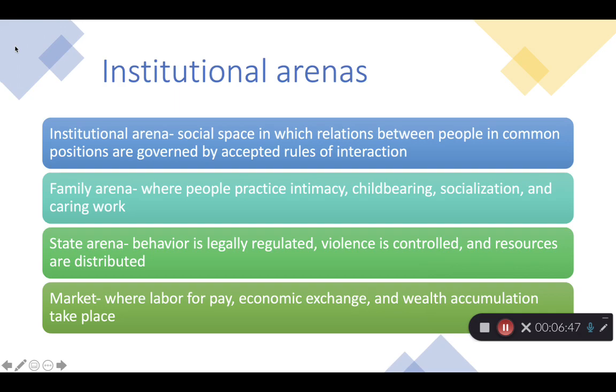So again, the whole idea is that the family exists within this larger social world consisting of institutions, and again, related to economics is the market itself, because the market or economics is an institution that then influences the family. It's associated with socioeconomic status and overall life chances. The book defines it as where labor for pay, economic exchange, and wealth accumulation take place. And then again, this is where you get into the inequality of the families, because not all families have the same socioeconomic status.